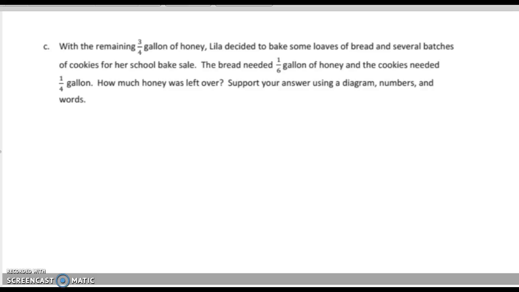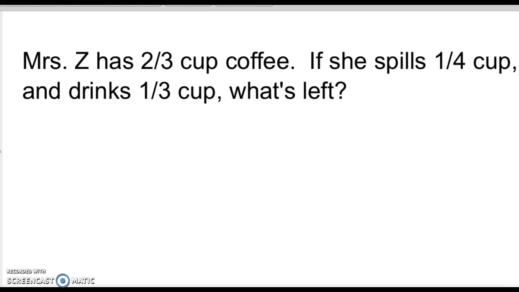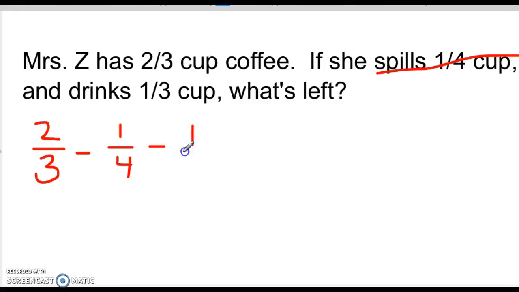At least I hope we're going to look at a similar problem. There, it flashed. Mrs. Z has 2/3 cup coffee. If she spills 1/4 cup and drinks 1/3 cup, what's left? So much like we started with before, this is how much I have. And then if I'm spilling the coffee, I'm not going to have it anymore, so I'm going to have to take that amount away. If I drink it, I'll have it in my belly, but it won't be in my cup anymore. So I will have to take away the amount that I drink as well.